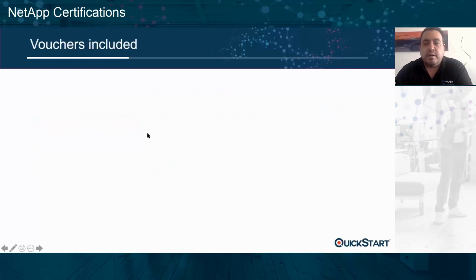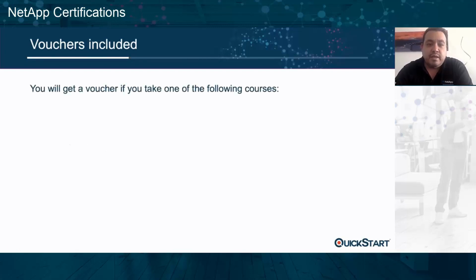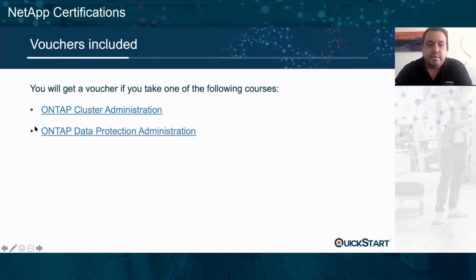Now, let's talk about the vouchers. When you take some of the courses that we have, you're going to get a voucher. So if you take, for example, the cluster administration, we're going to give you one voucher. If you take the data protection administration, you get another voucher. And if you take the hybrid cloud with NetApp Data Fabric course, you get another voucher.